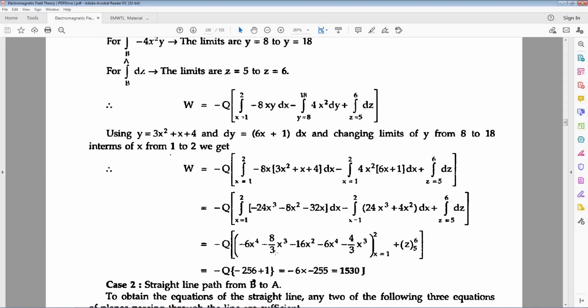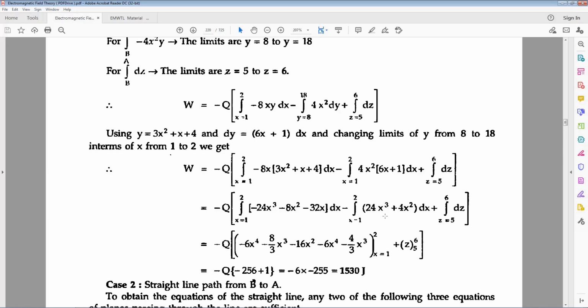8 x square is x cube by 3, and x is x square by 2, and the 2 is multiplied with the 16, we will get the 32 here. And next, the terms 24 x cube plus 4x square into dx. The 24 is x power 4 by 4.